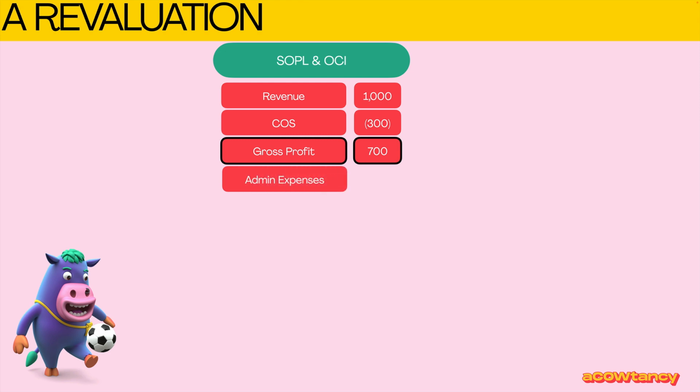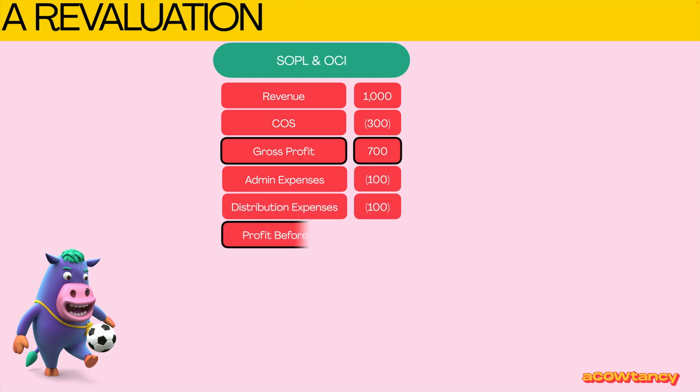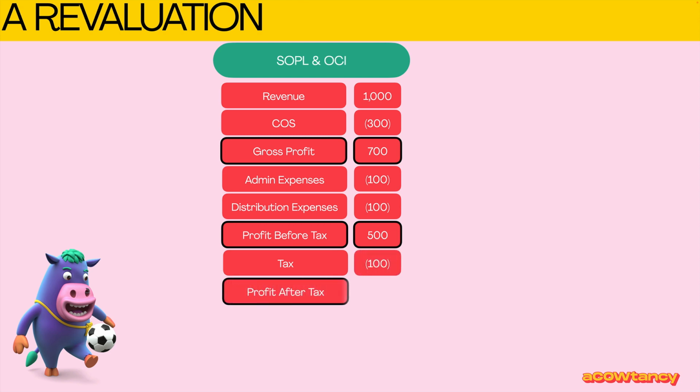And the expenses normally have two headings. They're all included in these two headings: admin expenses and distribution expenses. So now you've got your profit before tax, 500. Not surprisingly, next is tax. And then you've got your final profit after tax, which is normally what we call profit for the year.